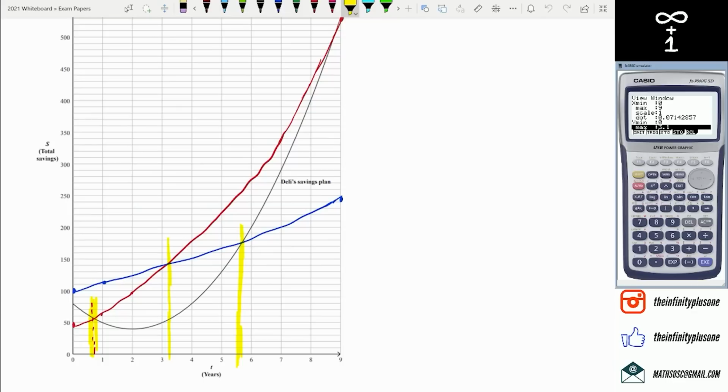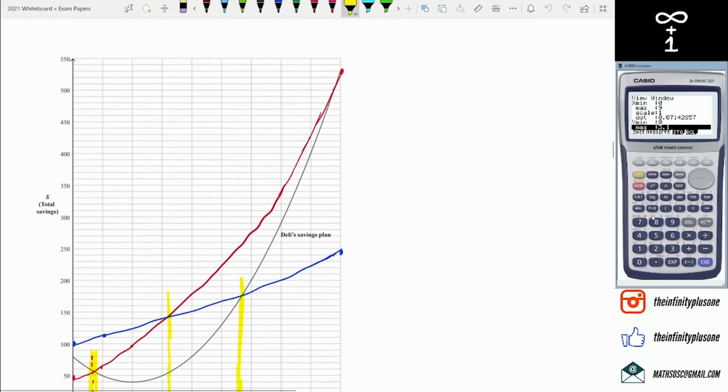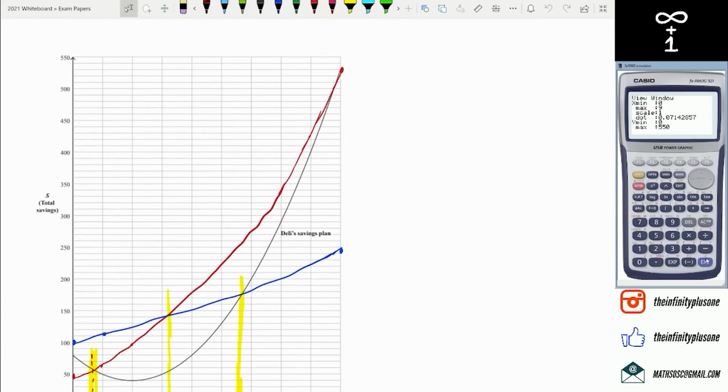And then my y minimum, I'm going to put it as 0. And my maximum is 550. Let's do 550. And then draw again. There you go. There's my 3 graphs. Now notice how there's like 3 points that are quite important for us.